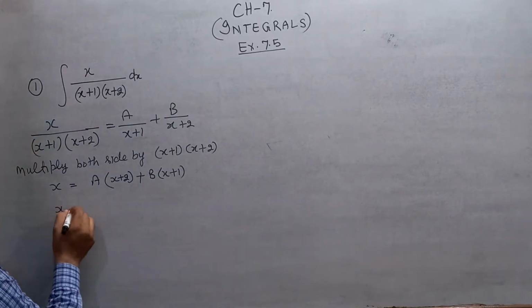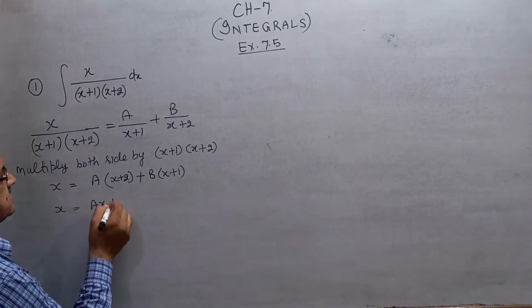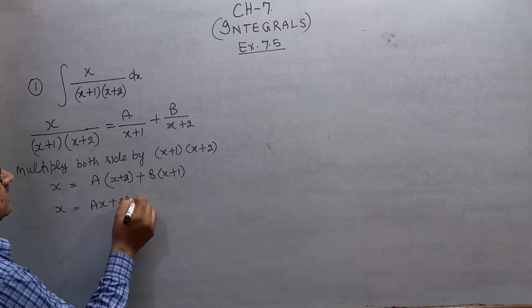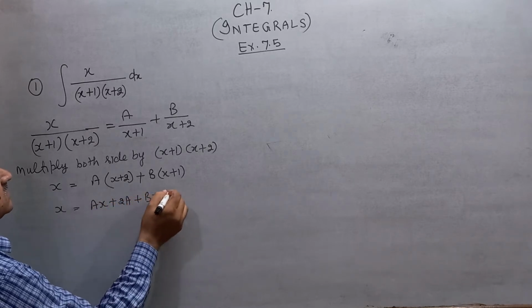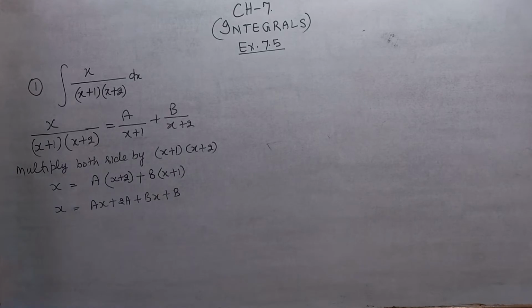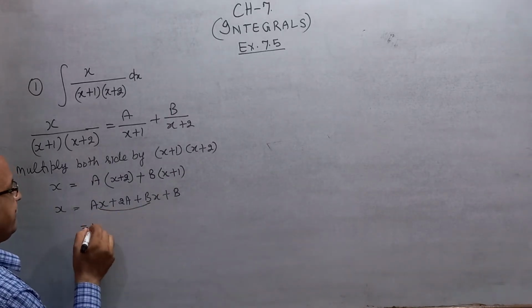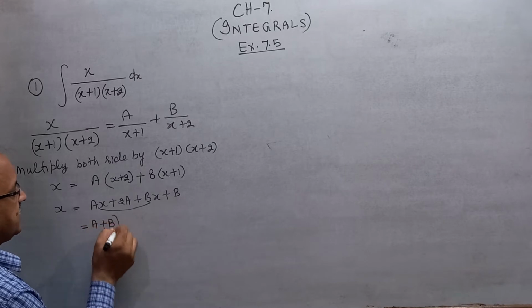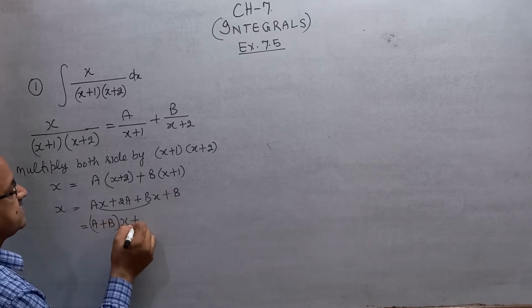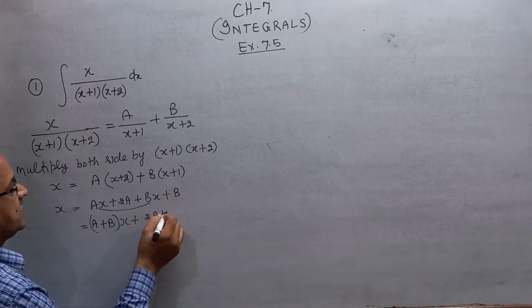Now ax plus 2a plus bx plus b. Okay. Now take x common. You can write a plus b into x plus 2a plus b.